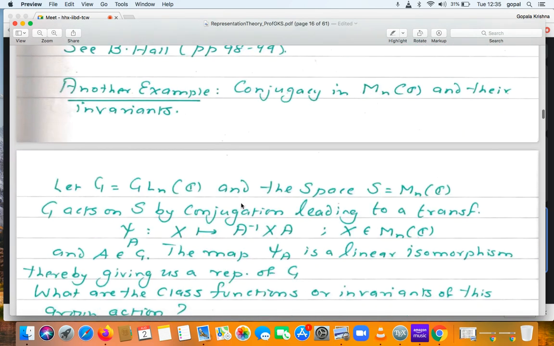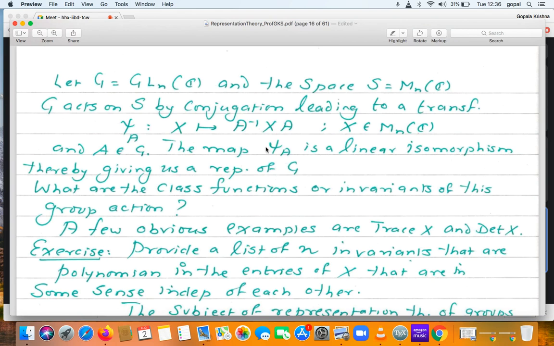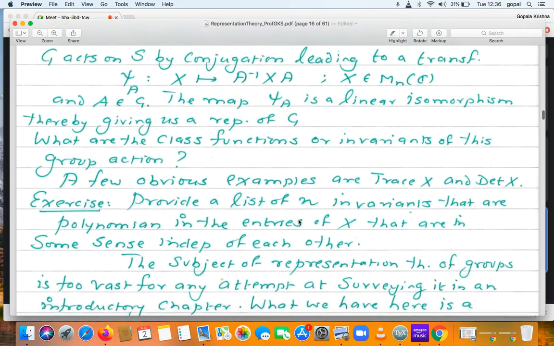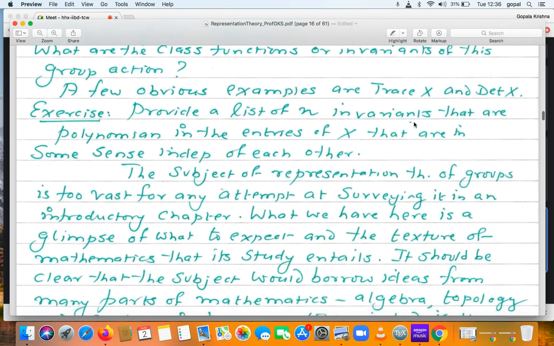And then we talked about conjugacy, and we talked about the invariants under conjugacy, which are the class functions. So I asked you to provide a list of n invariants. We already have that: the sums of the k by k principal minors.